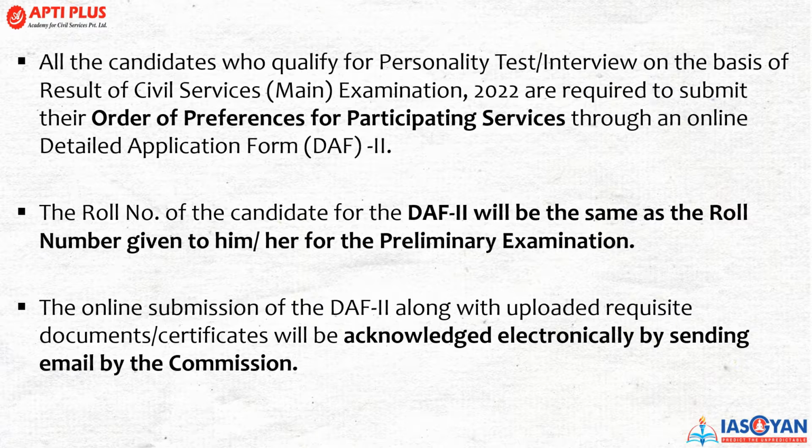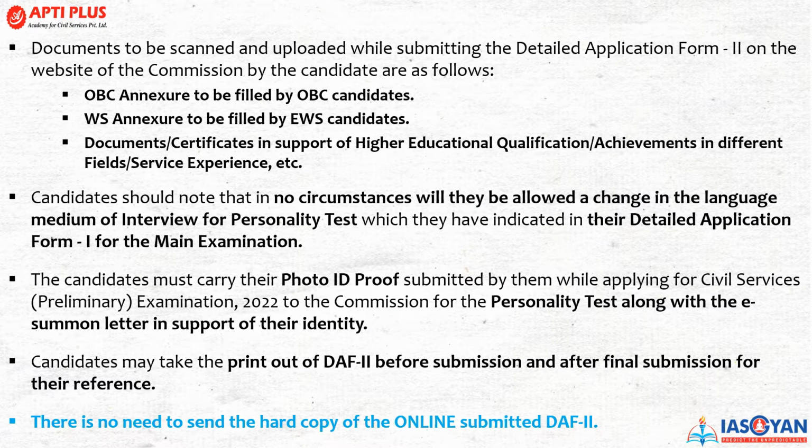Now, above that, the roll number of the candidate for all the DAF 2 will be the same as the roll number that was given in the preliminary examination. So until and unless you are in the final merit list, the roll number remains the same, right? It is not going to be changed. It will remain the same for the prelims as well as for the mains examination. Now, the online submission of the DAF 2 along with the uploaded requisite document certificates will be acknowledged electronically by the email of the commission. That is, UPSC will send you a confirmation message once you finally submit it, right? So a confirmation and acknowledgement will be sent to you by the UPSC concerned department.